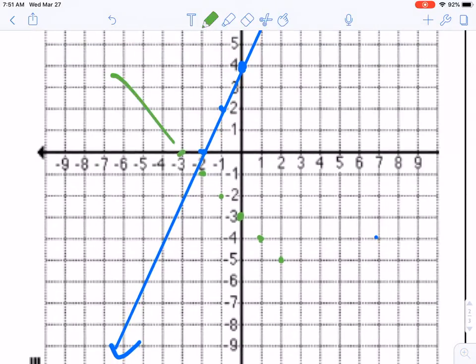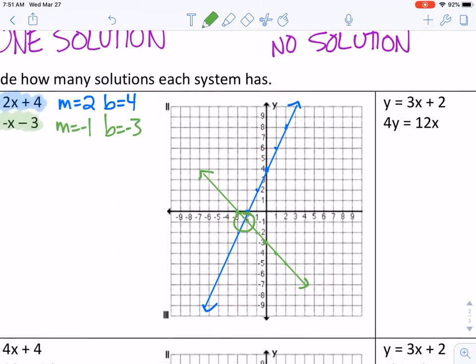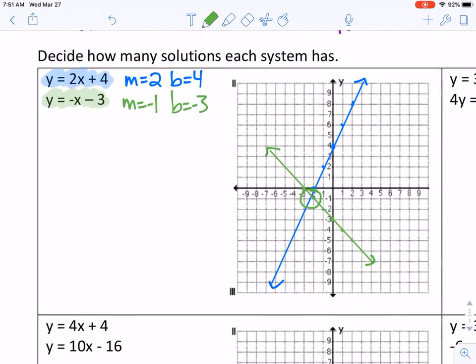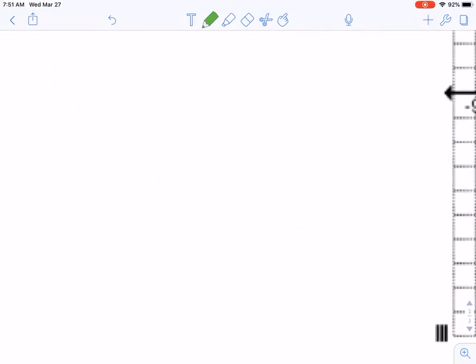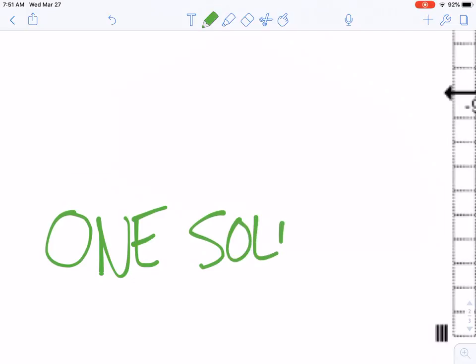And we graph. And now here, if we're looking for the intersection point, this is an ugly intersection point. And usually you won't see that. But the reason we're not concerned about that is because this is only asking us how many solutions are there. We don't need to know exactly what that point is. All we need to know is that there's only one point where they intersect. So one solution is our answer.